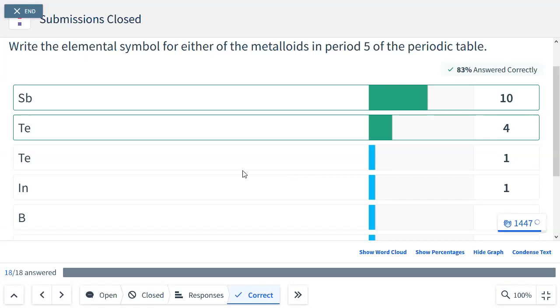So it appears most of you got it. Not exactly sure why tellurium wasn't marked as correct. Maybe there's an extra space in there somewhere or something like that. No matter, the grades are for participation, not accuracy anyway. All right, so any questions about that kind of stuff from the periodic table?